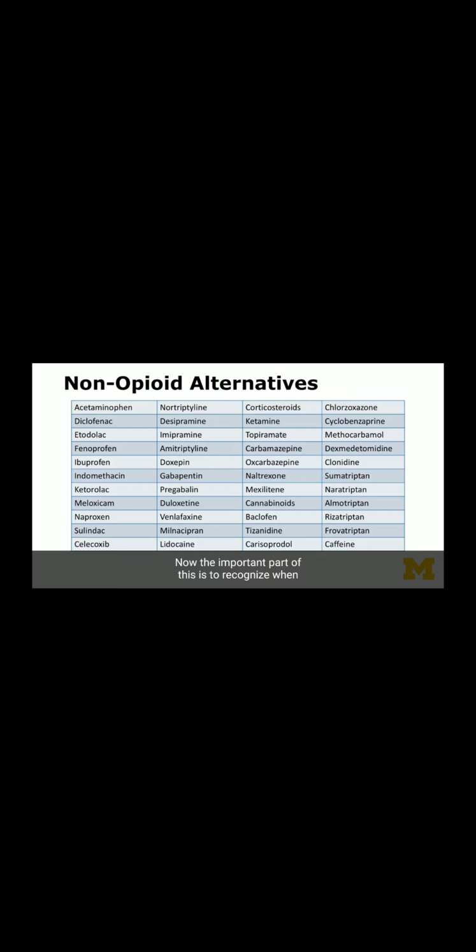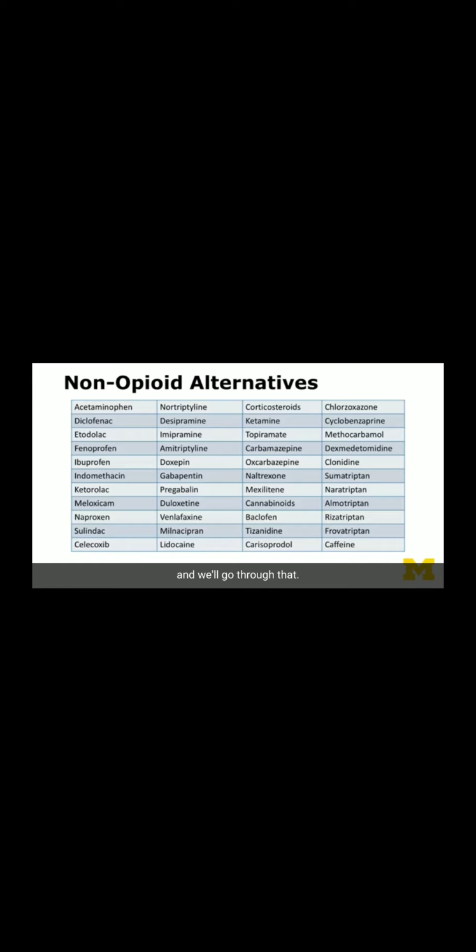Now, the important part of this is to recognize when those medications are appropriate for various pain conditions. So as an example, in the right-hand column, all the way at the bottom, you'll see the triptans. These are simply for migraines, so you would need to understand that those medications are just for migraines. They're not necessarily going to treat other pain conditions.